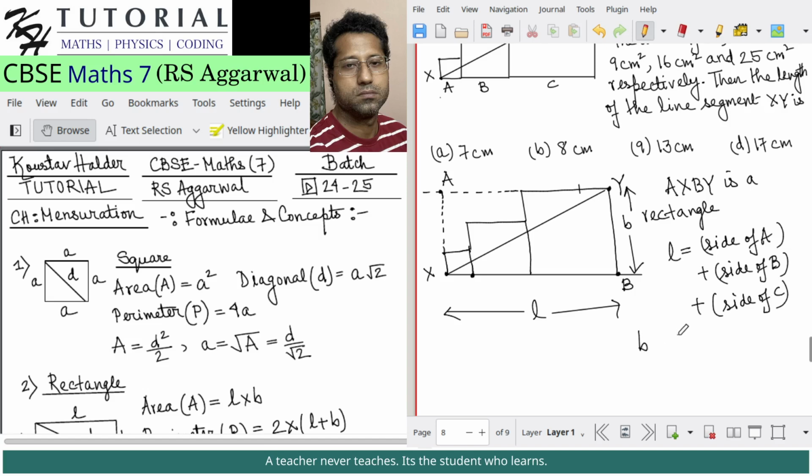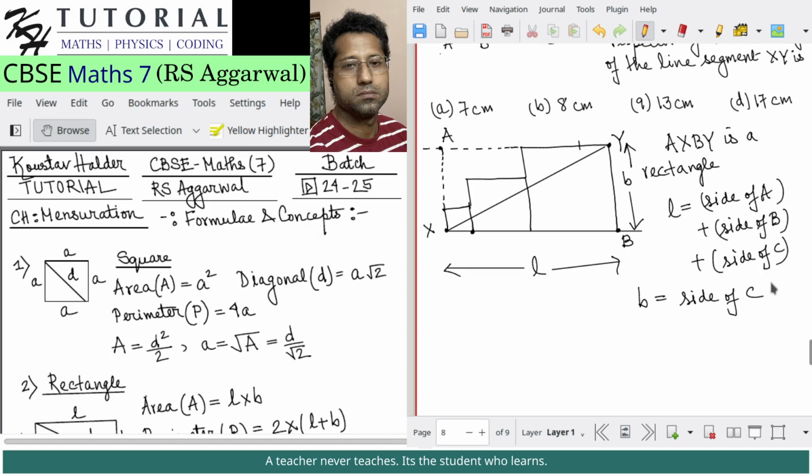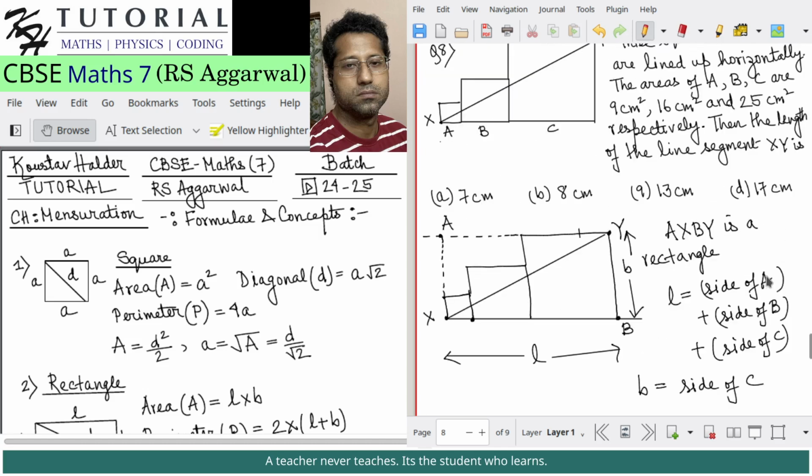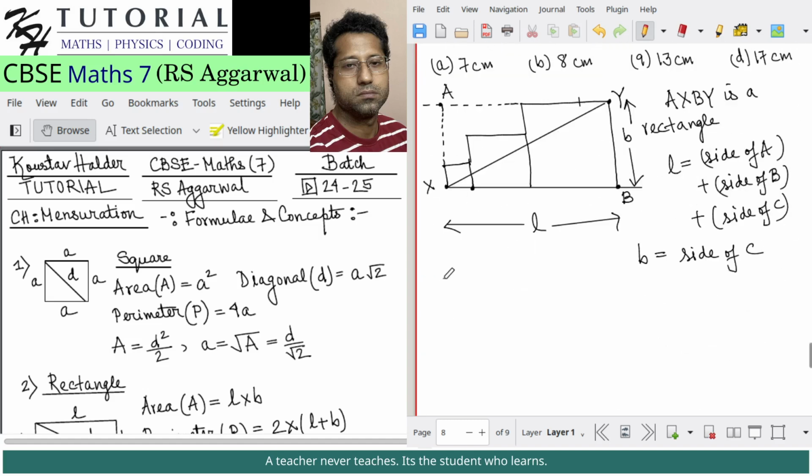And what will be the breadth of the rectangle? It will be equal to the side of the largest square, that is C. Now, since the areas of all the squares A, B, C are given, we can easily find the side of each square. We know that if the area of a square is given, its side is the square root of the area. You can refer to the formulas and key concepts on the left hand side.